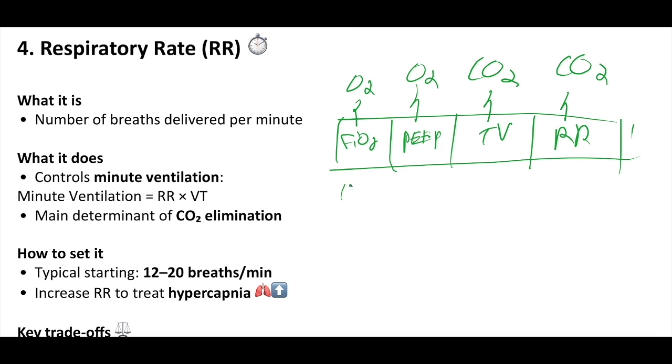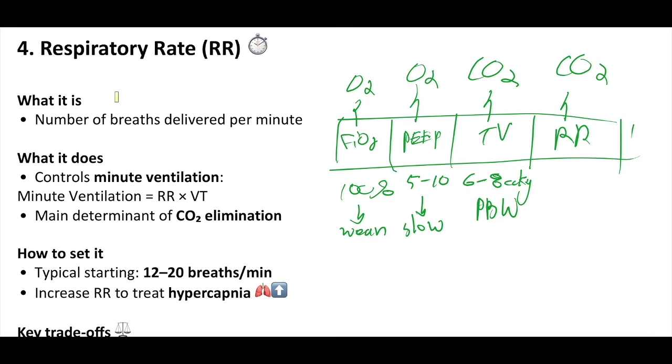We talked about FiO2. We usually set it at 100%, but wean down as quick as you can, and the changes to FiO2 are seen pretty quickly. We talked about PEEP, which usually we start somewhere between 5 to 10, but it's pathology dependent, and know that changes are seen more slowly, so don't make changes quickly. We talked about the tidal volume, which we do 6 to 8 cc's per kg of predicted or ideal body weight. And now the respiratory rate.